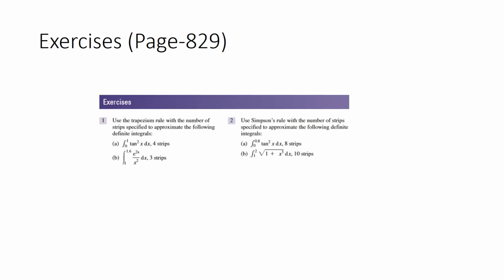This is exercise. In the first question, they've been asking how many specified steps. So in this one 4 steps, here 3 steps in trapezium rule, okay. And this question is with Simpson rule, 8 steps and 10 steps. Here look, in trapezium rule we can take any n, but in Simpson rule it will be always even.